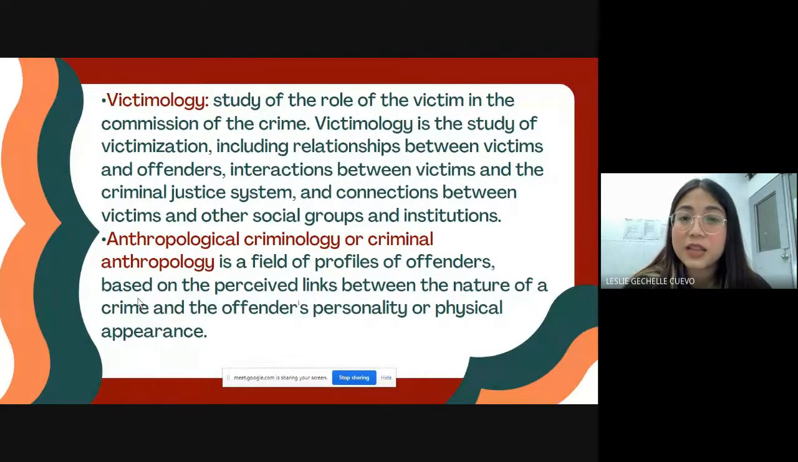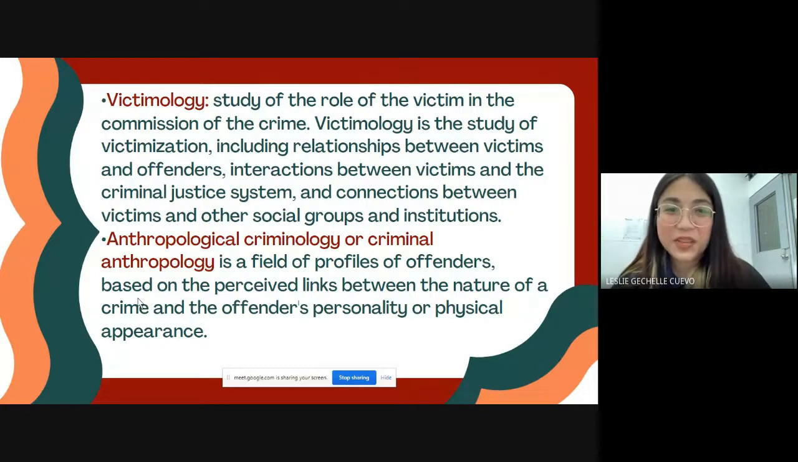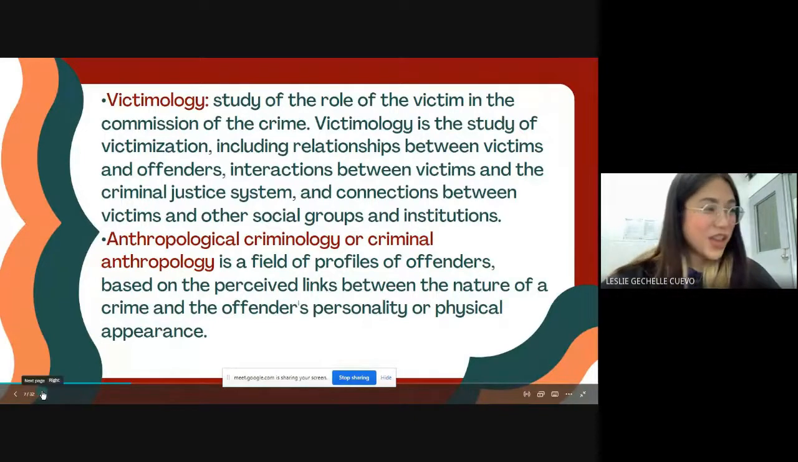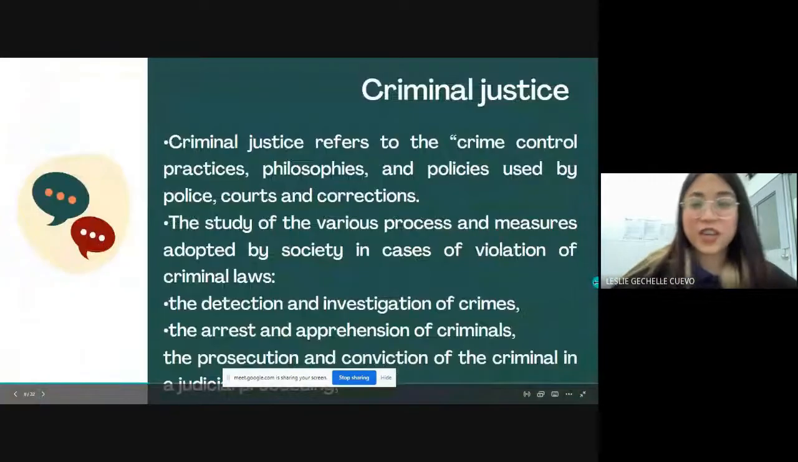Okay, another is anthropological criminology or criminal anthropology. It is a field of profiles of offenders based on the perceived links between the nature of a crime and the offender's personality or physical appearance. So kung ano yung itsura kapag pangit ka, kriminal ka. Kaya delikado yung karamihan sa inyo. Good luck na lang. Ganon. May ganyang field talaga. Later on, mapag-aaralan din natin yan. Pag malaki daw ang tenga, criminal daw yun. Kapag, well, basically, kapag mukhang unggoy, criminal daw yun. And we call that atavism. Diba? Legit yan. Pero, tsaka na natin pag-uusapan. That's criminal anthropology. Oo nga, pag mukhang unggoy. In short, kapag pangit.